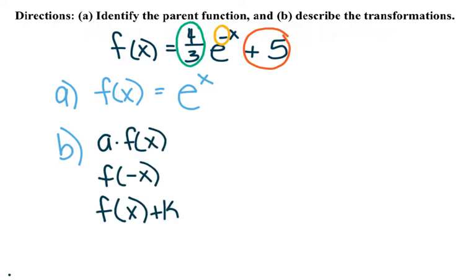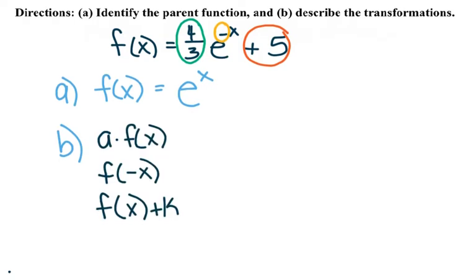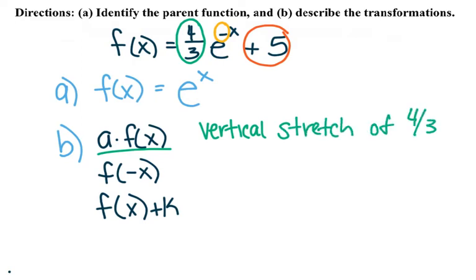Okay, so here are the rules you're actually looking at. Because there was a number added to the very beginning of the function, that 4/3, that's how I get this rule. So this means there was a vertical stretch of 4/3. All right. The next part, with the negative in front of the x, that's this rule because there's a negative in front of the x. That's exactly what it is. And that rule says that when that happens, there is a reflection across the y-axis.